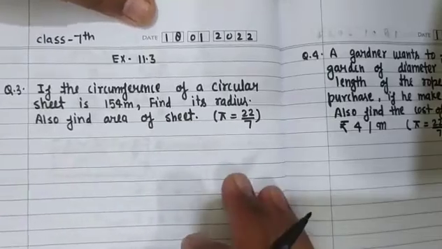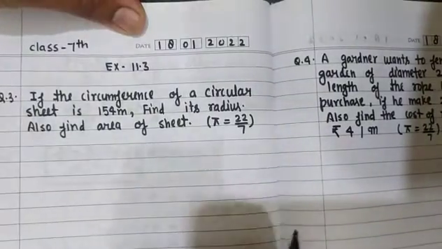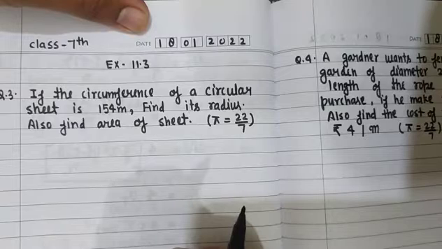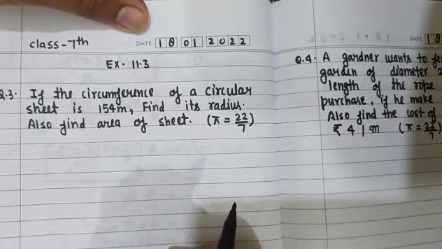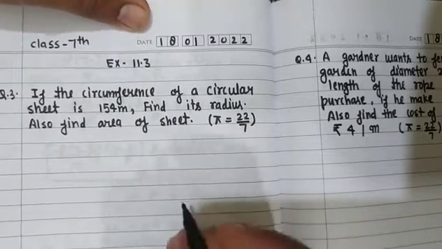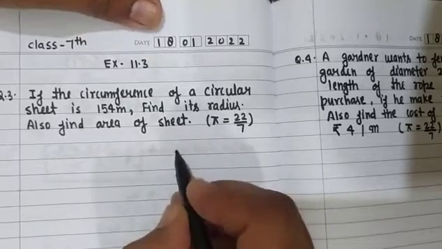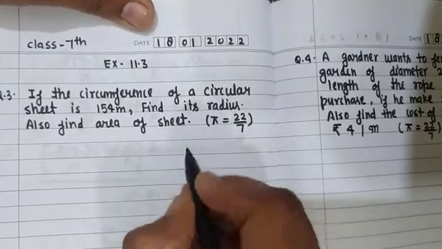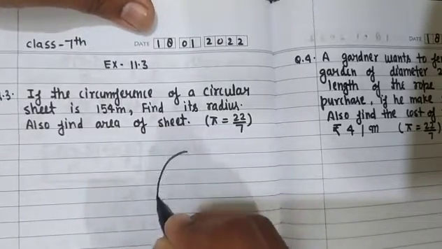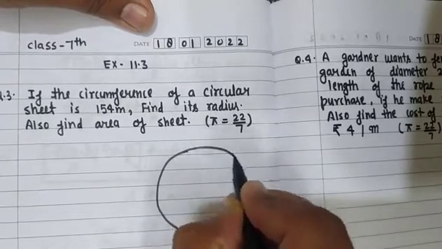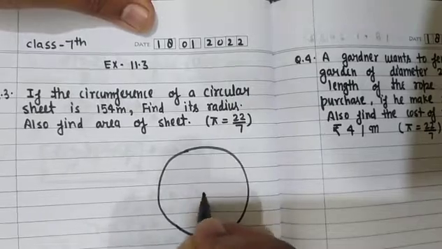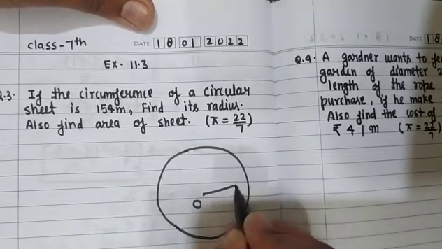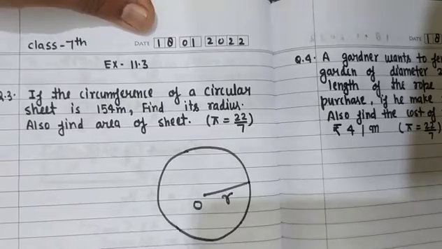Now the next question is, if the circumference of a circular sheet is 154 meter, find its radius and also find the area of the sheet. Now the circumference of a circular sheet is given. So let us consider this is the circular sheet having center O and this is the radius of the circle R.